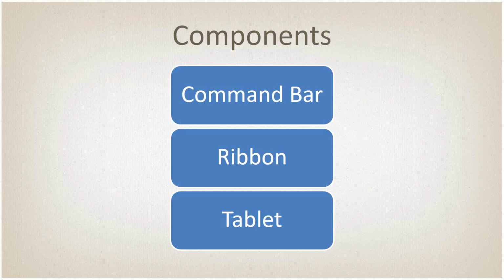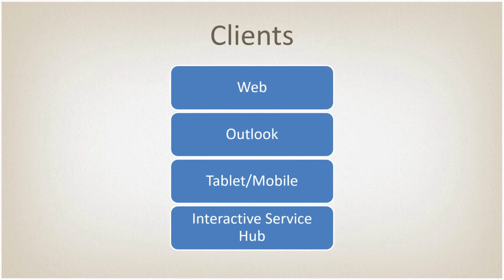There are 3 major components that we work with. Most of the time, we are working with the command bar when we're working with CRM 2013 and above. 2011 still has a ribbon. Then there's also a slight variation for the tablet. So these are the 3 major things that we play with here. Here are the different types of clients that we have. We have the website, of course, Outlook, the tablet/mobile is a different experience, and then the Interactive Service Hub is a 4th experience if you haven't played with that yet.